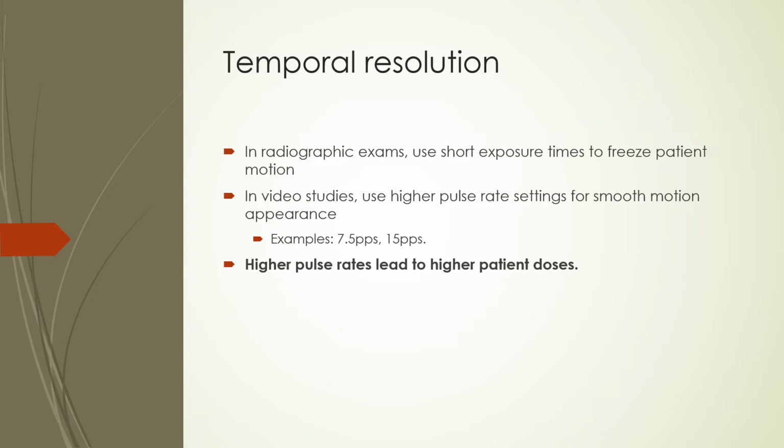In certain video studies involving moving structures, assuming you have a suitable frame rate of say 30 frames per second, the appearance of continuous motion in the video depends on the pulse rate. For example, in swallow studies, a higher pulse rate gives better temporal resolution than a lower pulse rate. Note that higher pulse rates also involve higher patient doses. Examples of pulse rate settings are 7.5 pulses per second, 15 pulses per second, 30 pulses per second. Cardiac studies may use 15 pulses per second or 30 pulses per second.